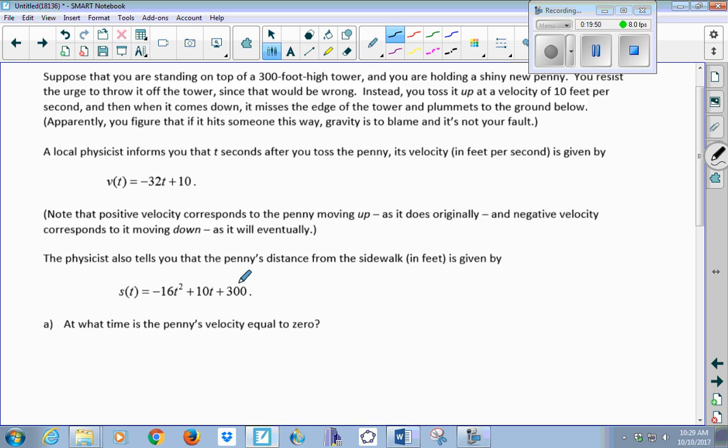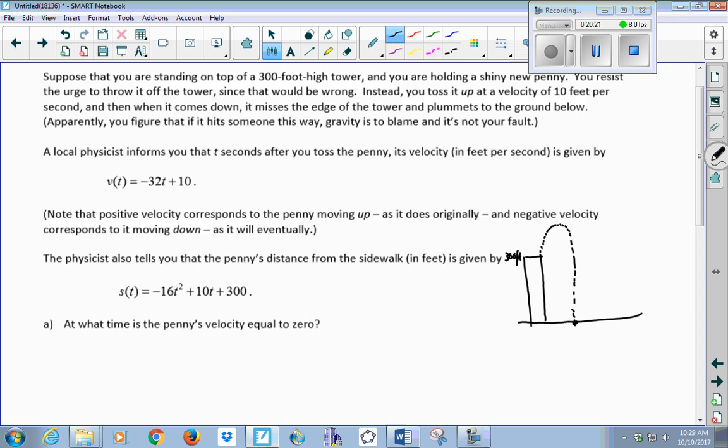So before I even start working on any problems, I always try to draw a little diagram for myself. So I imagine here I have my 300-foot tower. So I'm up here at 300 feet. I toss the penny up in the air, and then it comes back down and hits the ground. Okay. So I just do a little diagram like that for myself. It just helps me try to visualize what's going on in the problem.